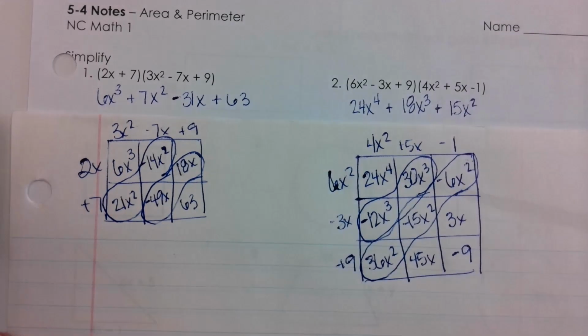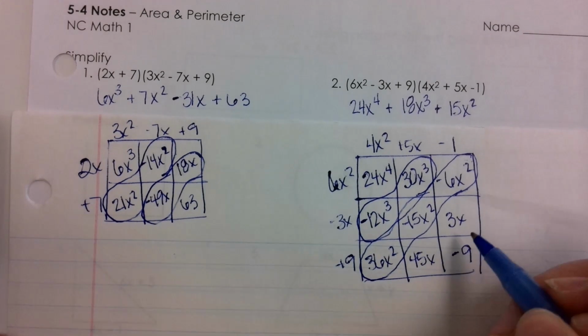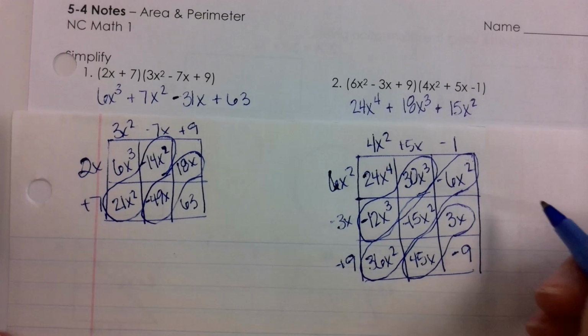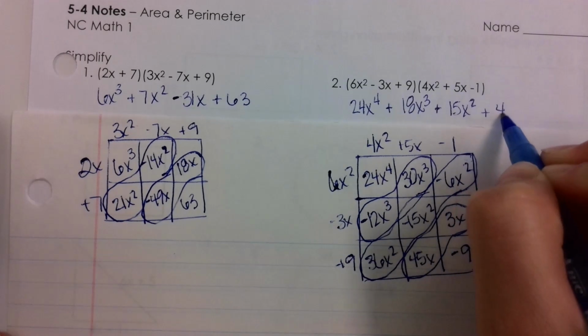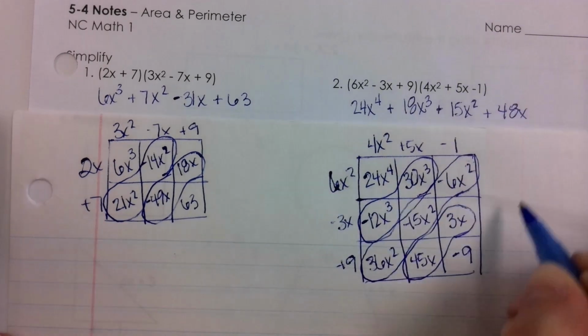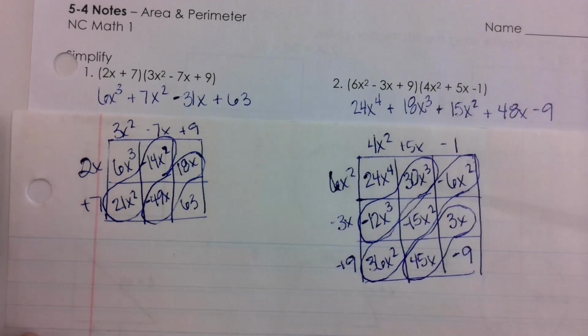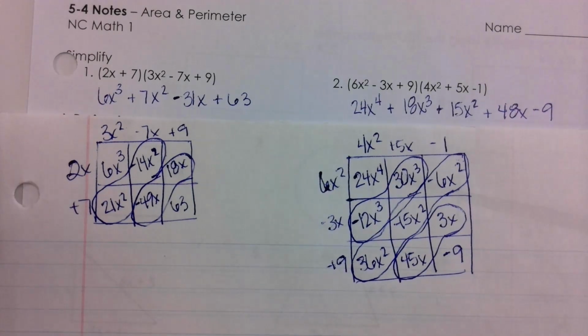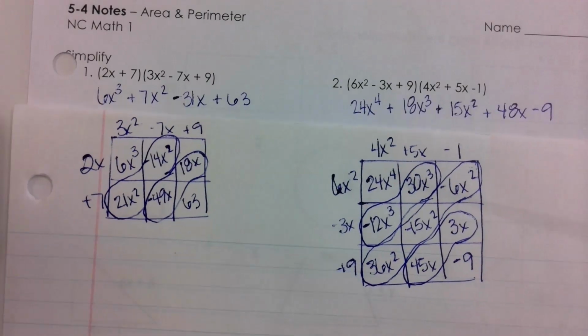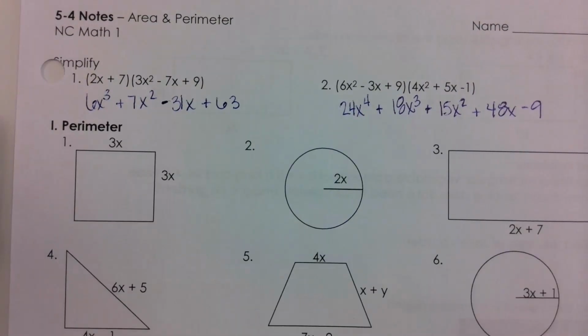Is that alright? Do we have any other like terms we can combine? So what is 3x plus 45x? Then we have that minus 9. Is that alright? Questions on any of that? So that's just to warm you up a little bit, review what we were doing yesterday. Like I said earlier, we're going to apply all that to more stuff now.